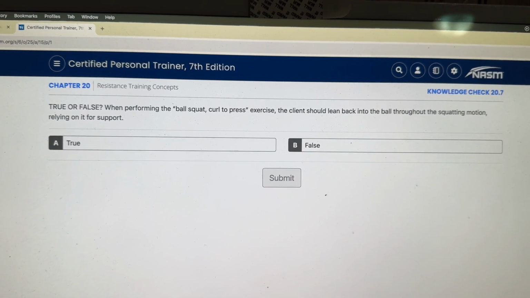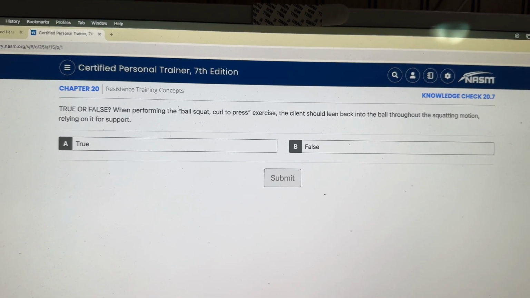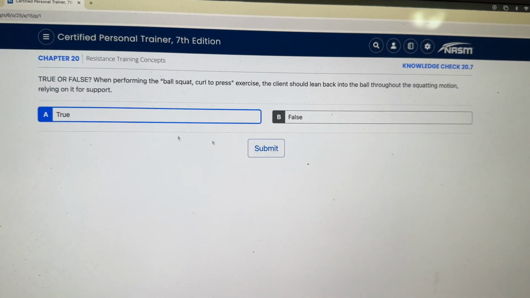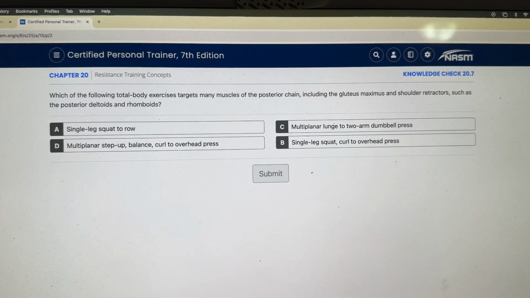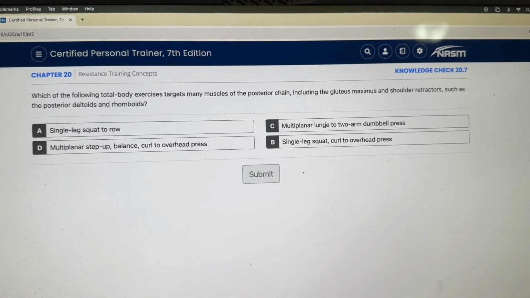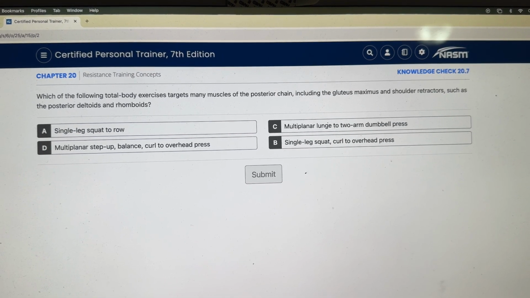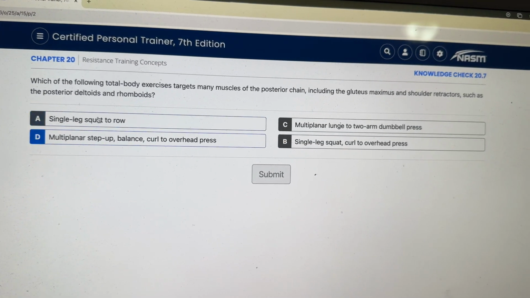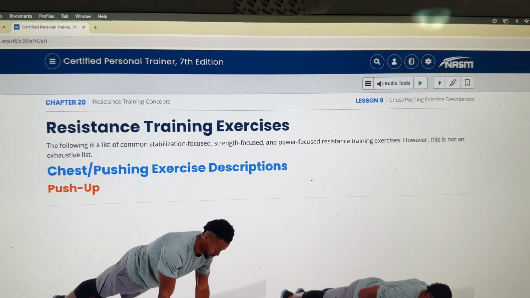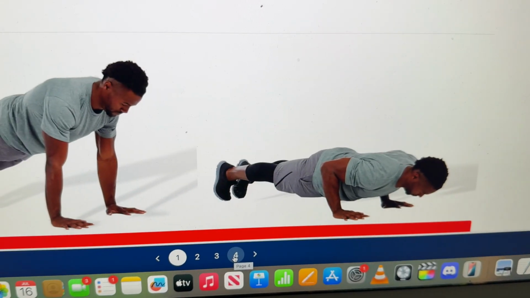True or false? When performing a ball squat curl to press exercise, the client should lean back into the ball throughout the squatting motion, relying on it for support. True. Which of the following total body exercises targets many muscles of the posterior chain, including the gluteus maximus and shoulder retractors, such as the posterior deltoids and rhomboids? I think it has to be single leg squat to row. All right, chapter 20, lesson 8, resistance training exercises. More exercises, 8:34. 4 pages.